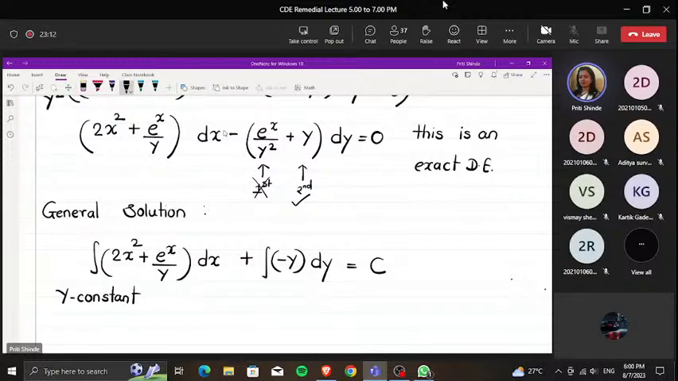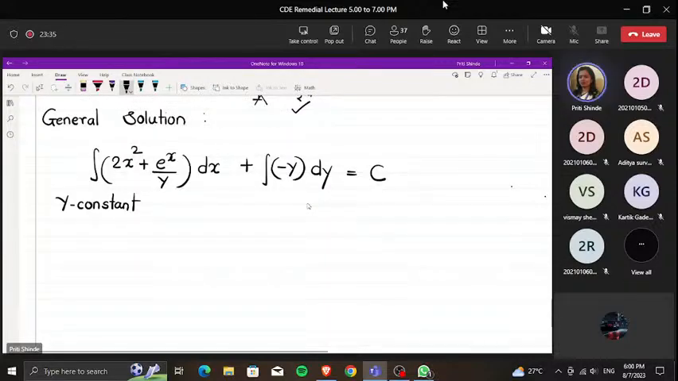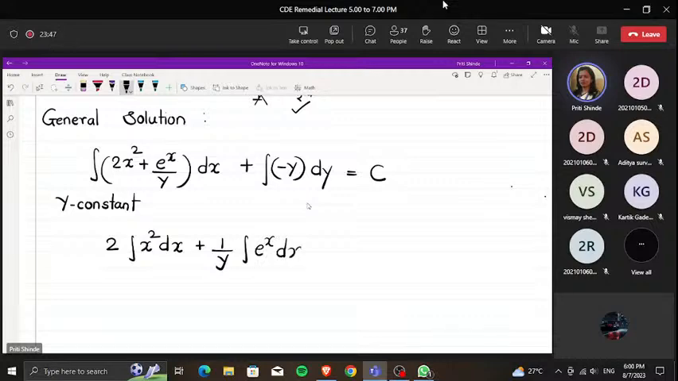This step is very, very important. You have to select only those terms which are free from x. Here N contains only addition of two terms. First term e raised to x upon y square, so the numerator is a function of x, so you cannot select your first term. Second term, yes, it is totally free from x. There is a y only. Now find out the integration. So 2 is a constant, integration of x square dx. y is a constant, so 1 upon y is constant, integration of e raised to x dx. Minus is a constant, integration of y dy is equal to c. Now tell me the integration.